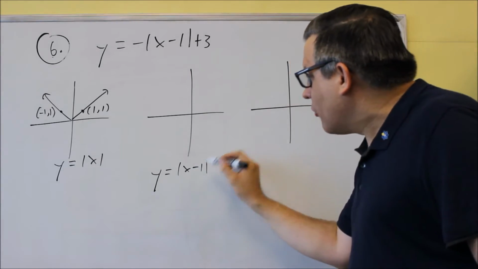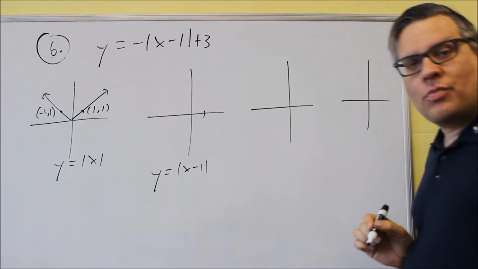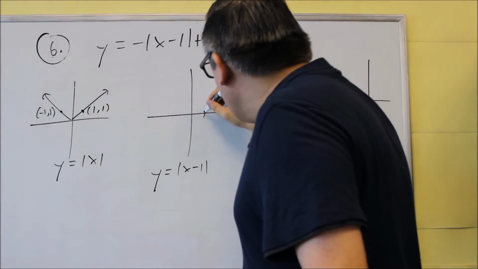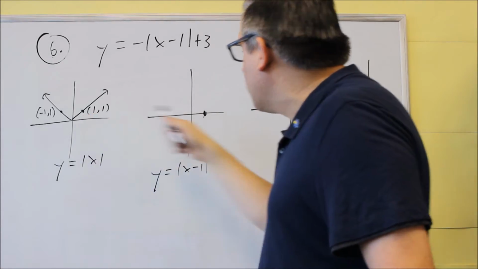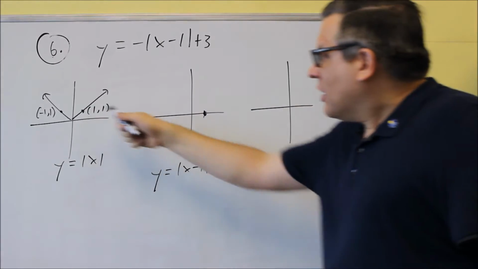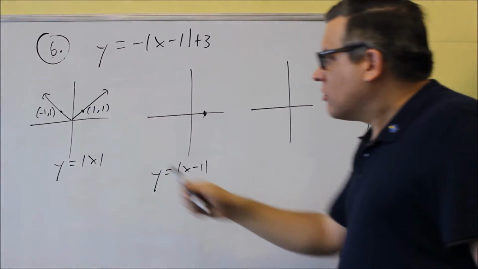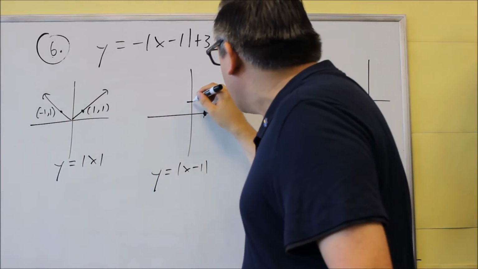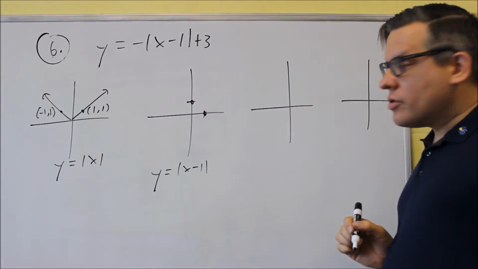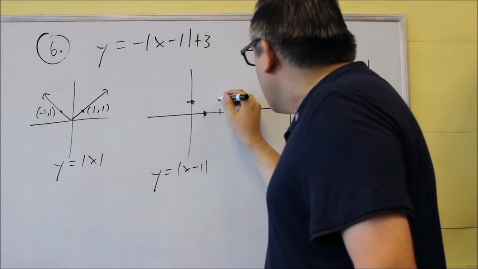So for this I have negative 1. I'm going to move it one place over to the right. And so instead of having it at 0, 0, it's now going to be at 1, 0. These 2 points shift over as well. So it was at negative 1, 1. It's now going to go through here at that point. The other one is going to be here.